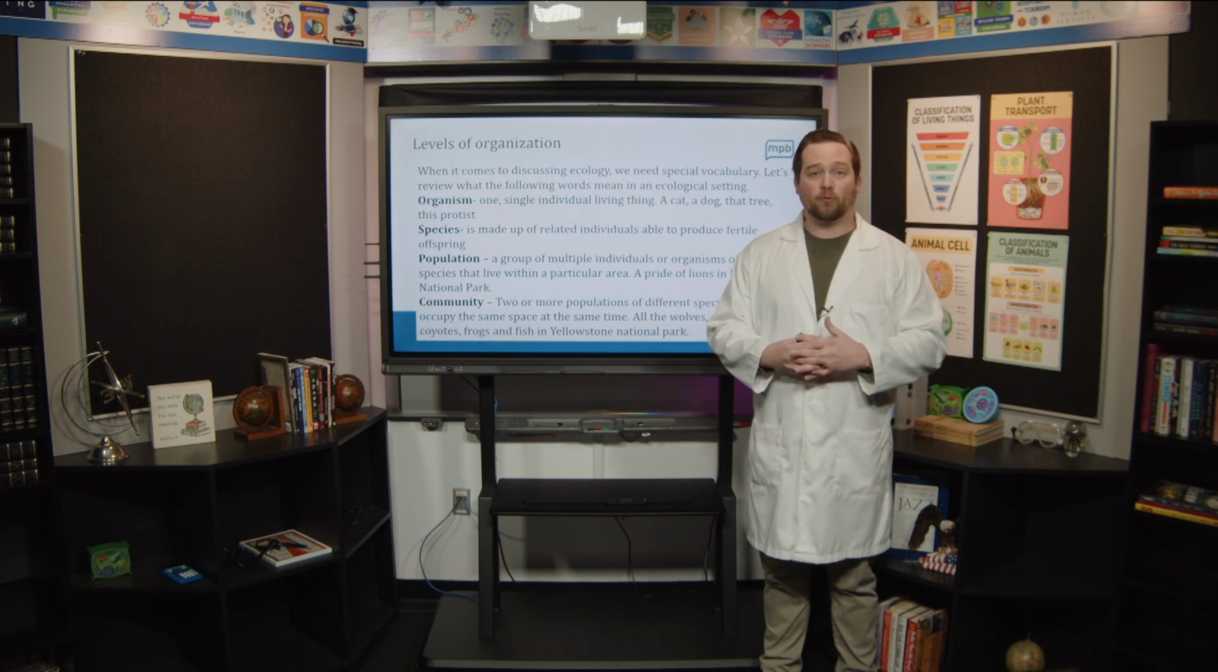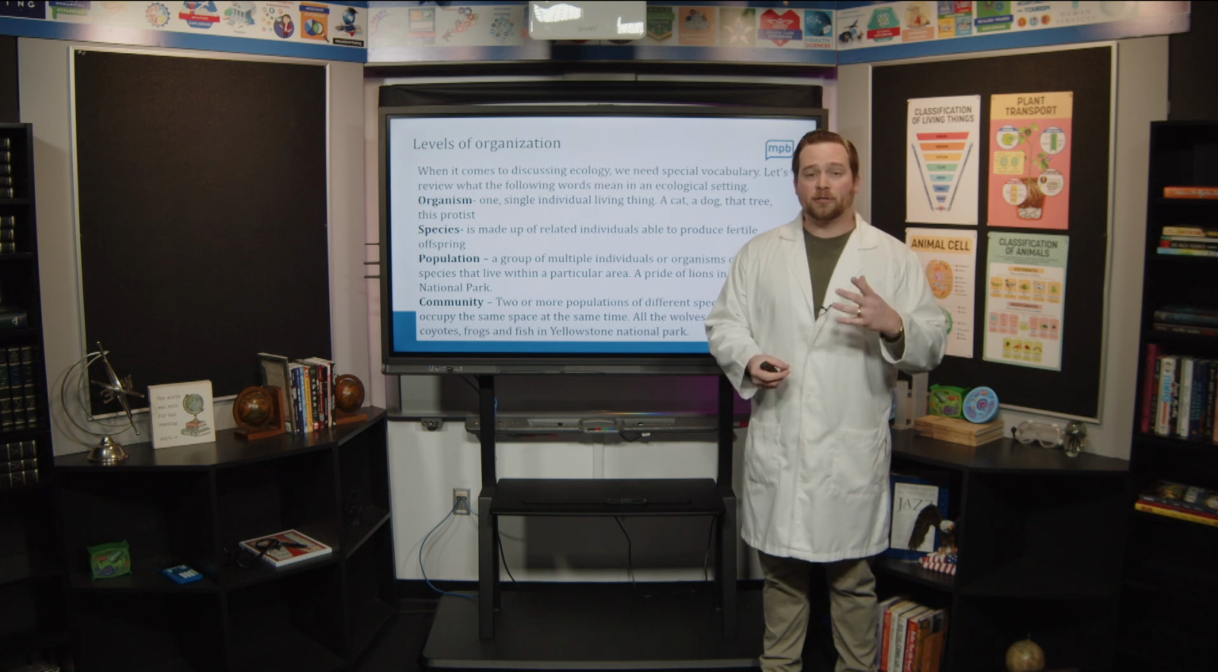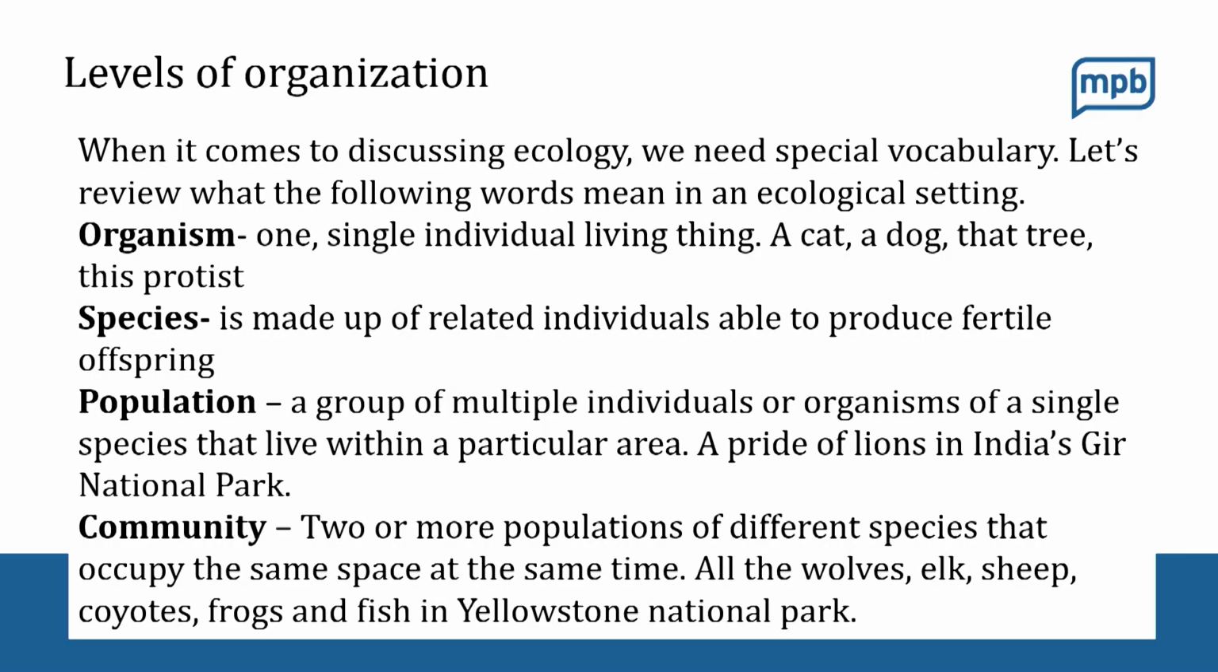I got a couple more vocabulary terms I want to introduce here, so let's take a close look at those. The next one here is population. What is a population? A population is a group of multiple individuals or organisms of a single species that live within a particular area. An example of this would be a pride of lions in India's Gir National Park.